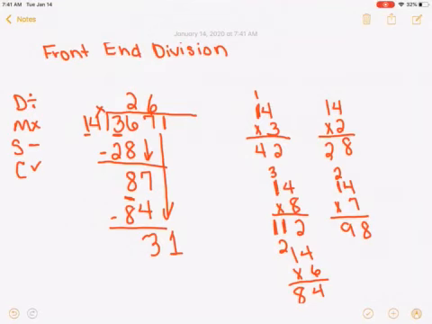Okay, so we can see from some of our previous math that the lowest that 14 can go into 31 is 2. Okay, so put our 2. 2 times 14 is 28. We subtract. The remainder is 3. So the answer is 262 with a remainder of 3.